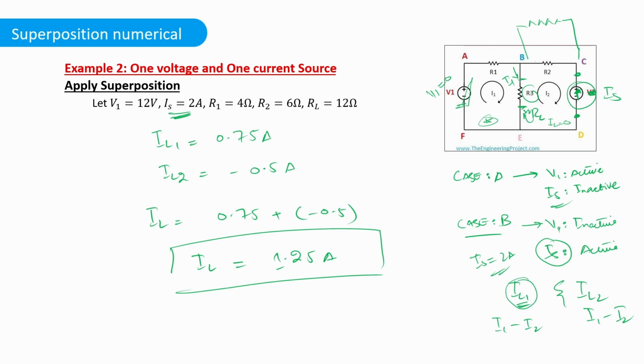Once we find IL1 and IL2, we found this for case A, and this was for case B. Then according to the superposition theorem, we simply have to add them and get the final result, and we got this value for the load current. Once again, if we want to find the load voltage, this will be VL equals IL times RL, which is IL times R3, right? So this was the second example. Next example, we will use a circuit with two current sources.